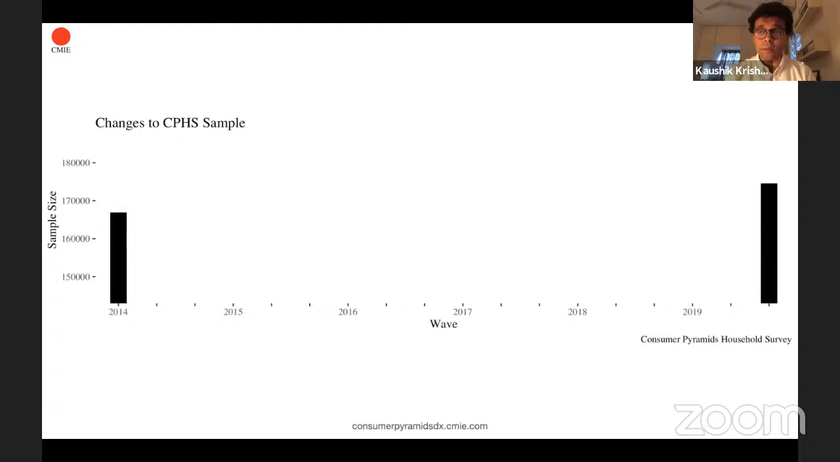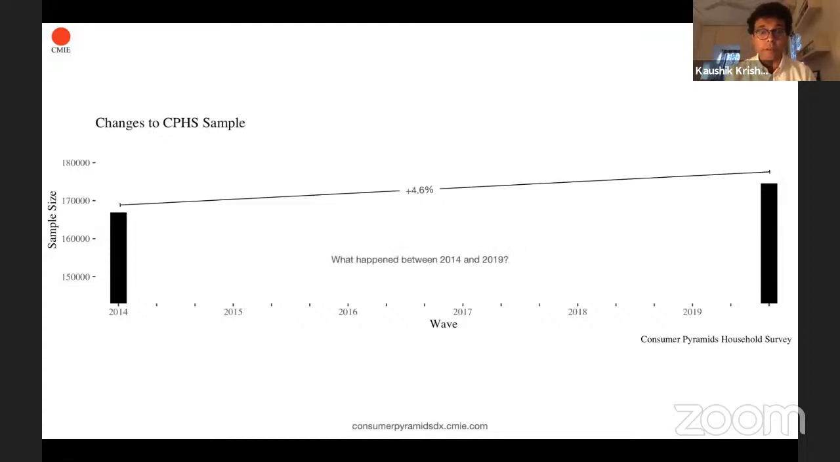In 2014, we had a certain sample size. It was about 166,000 households. At the end of 2019, we had a larger sample size, about 174,000 households. So in between, there was a growth of about 4.6%. And today's talk is all about understanding that growth. There are really two questions that we're trying to answer. The first question is, what happened between 2014 and 2019? The second question is, what are the implications of all of this for research?